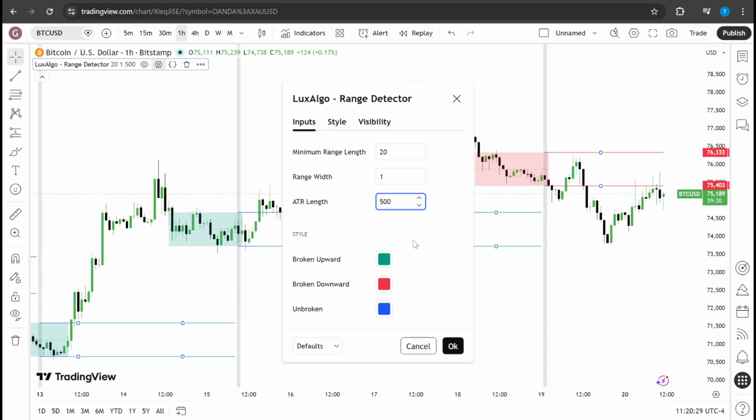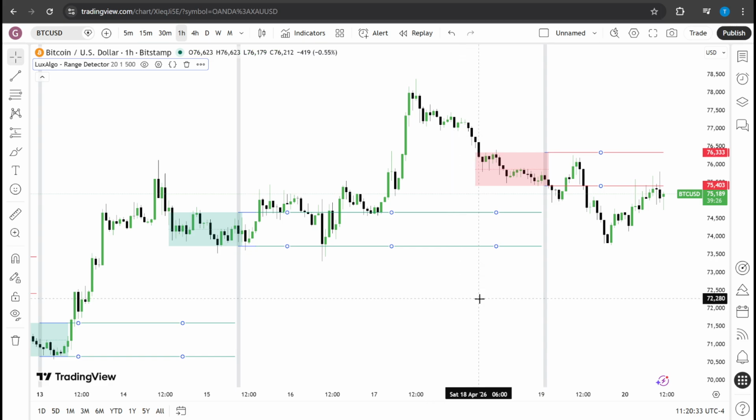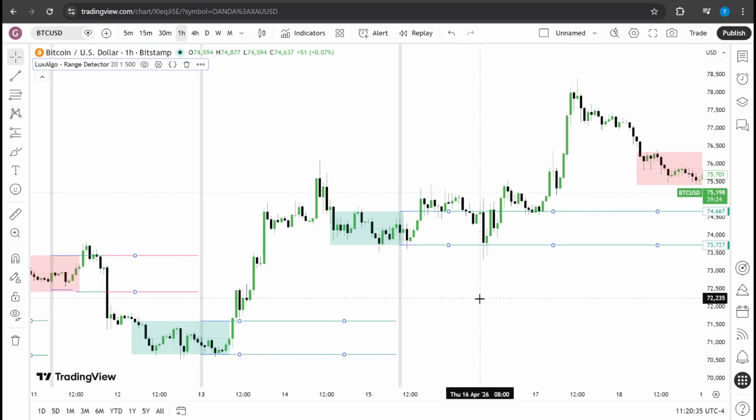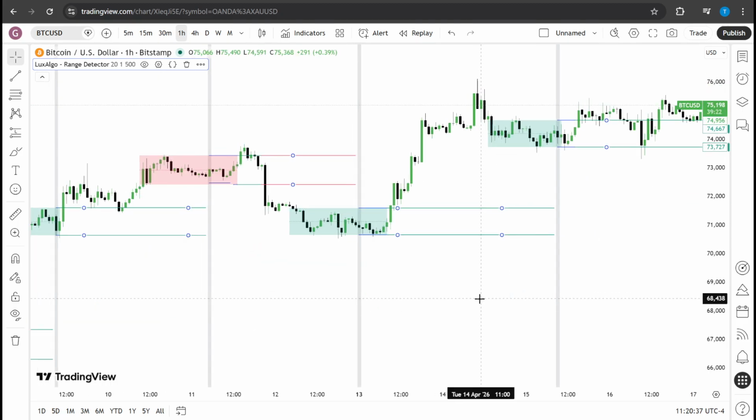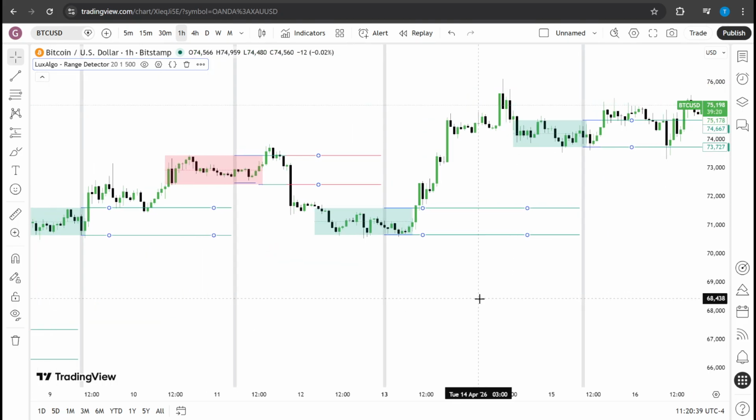In summary, the Range Detector by LuxAlgo is a comprehensive tool for mapping out market structure and identifying the transition from consolidation to expansion. It takes the guesswork out of finding support and resistance levels during sideways price action.